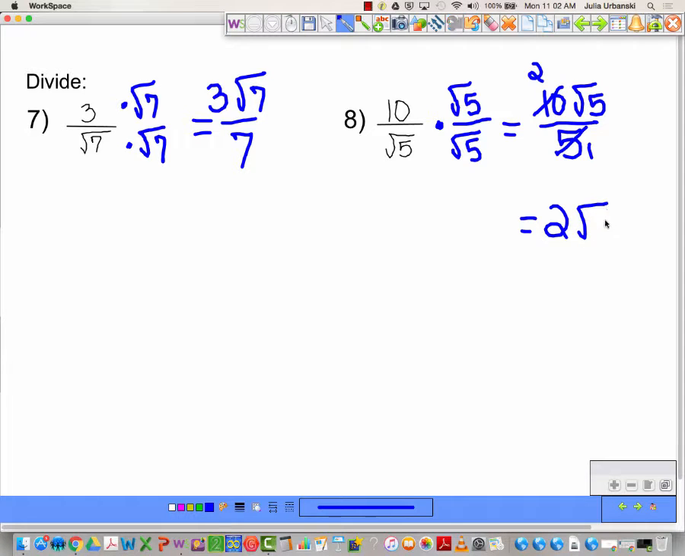2 radical 5. Alright, you can't reduce the 5 and the radical 5 because one is inside the house and one's not. Questions on that?